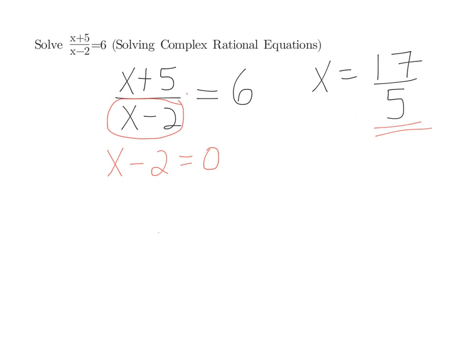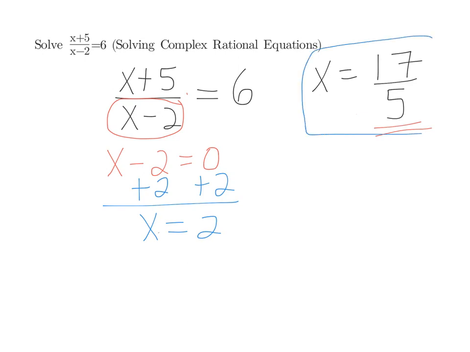So the inverse of subtracting 2 is adding 2. So I'm going to add 2 to both sides. And I get that x equals 2. So this is the x value that makes my fraction undefined, which is not the answer we got, which means that our answer is okay. It does not make our equation undefined.